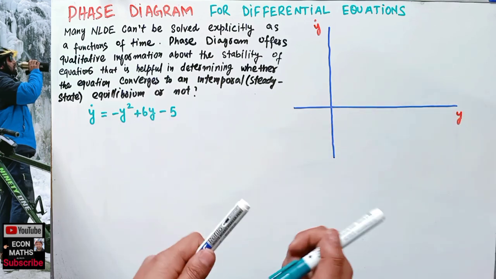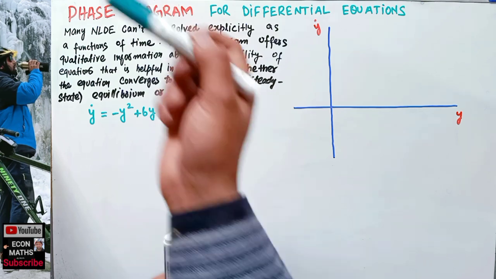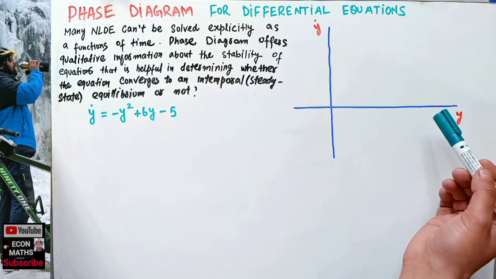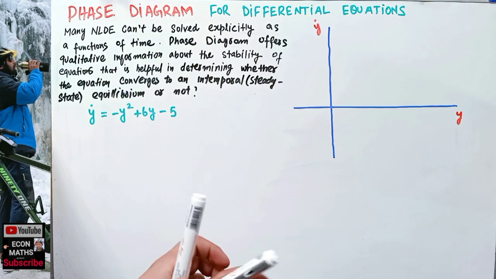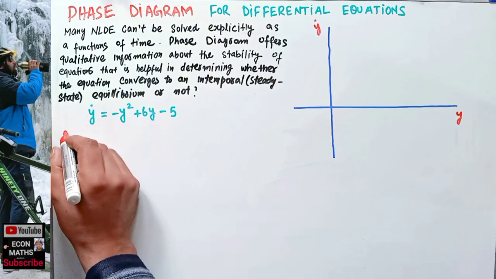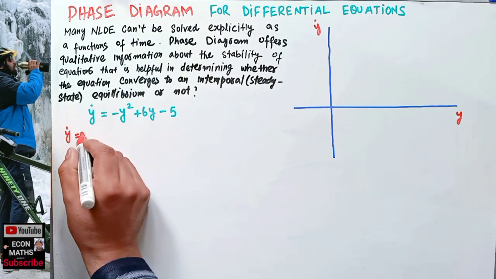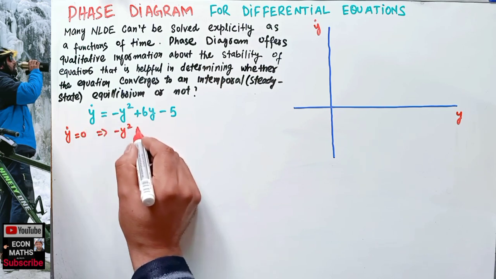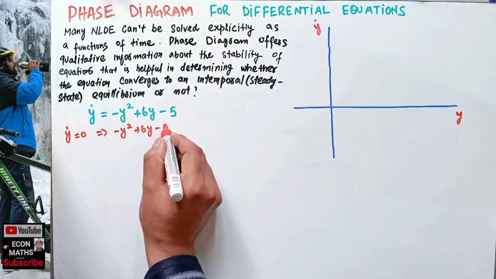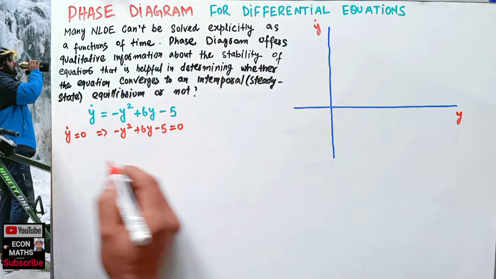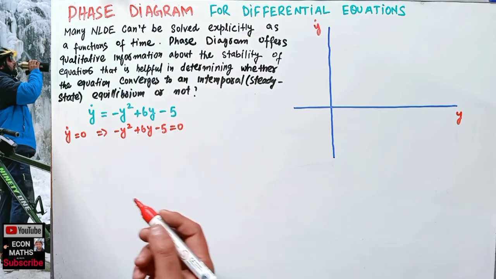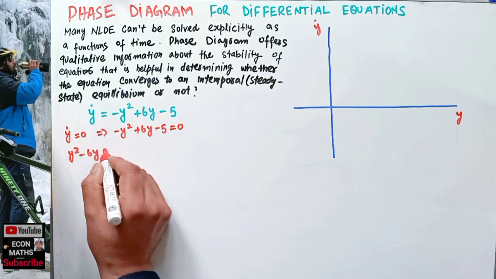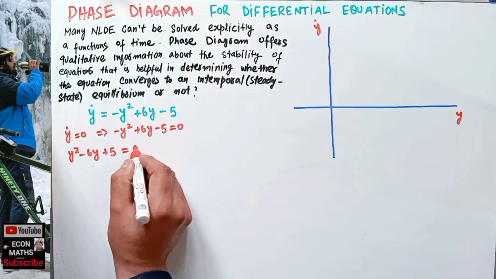We want to identify the points where y dot intersects this horizontal axis. For that, we will set y dot equal to 0. y dot equal to 0 implies minus y square plus 6y minus 5 should be equal to 0, which gives us, if I multiply both sides by minus 1, y square minus 6y plus 5 equal to 0.